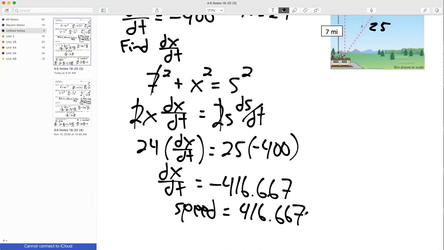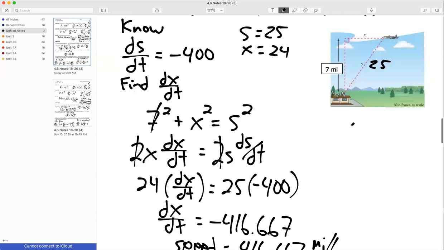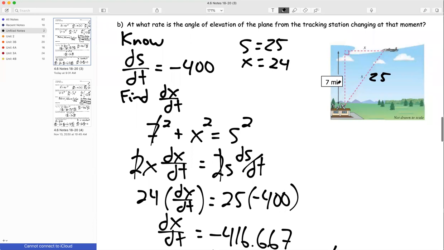The plane is traveling 416.667 miles per hour. How did you know at the very beginning that the equation, like the 7 squared plus x squared? Where did you get that equation from? From the picture here, I use the Pythagorean theorem to relate all of these variables together.